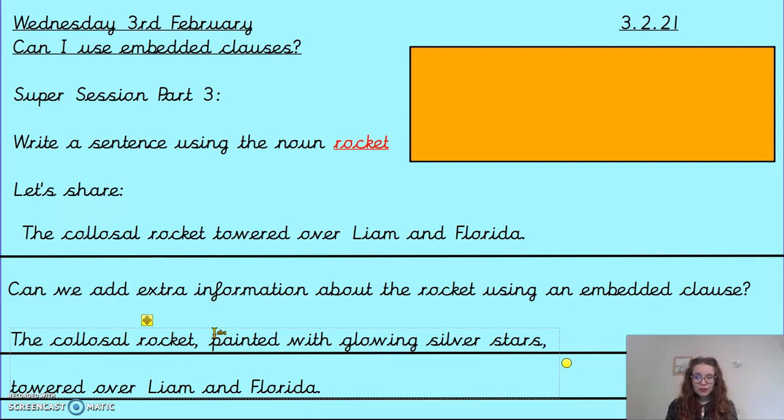So I've added extra information. So I've got my noun here, which is rocket. I've got my commas, one there and one there. And then I've got my extra information here, my embedded clause here. And I can tell that that has added extra information because I started with a sentence that made sense without it. So that is one of the ways we can add an embedded clause.